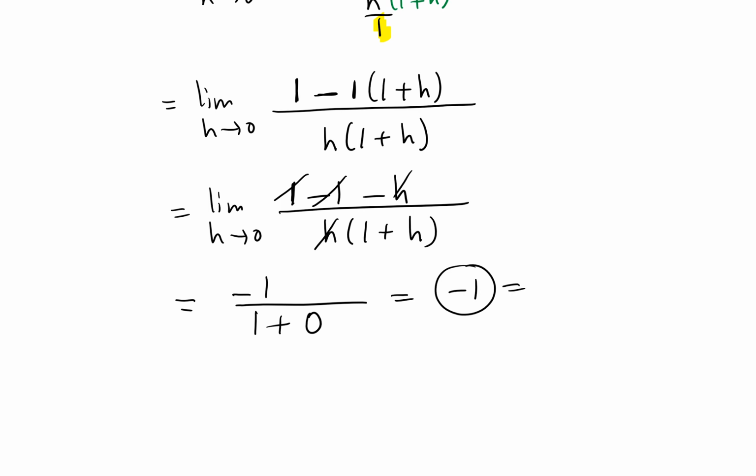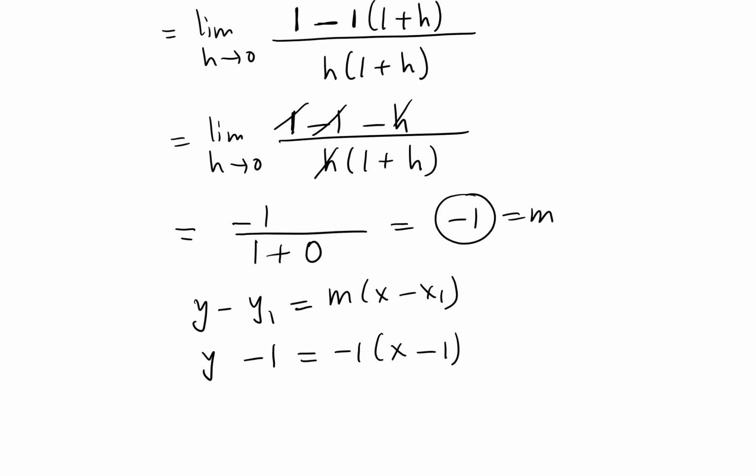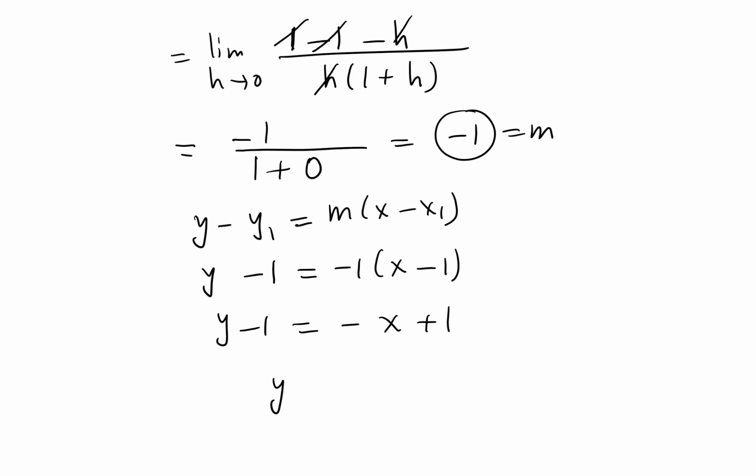We have the slope and we have the point (1, 1). So from the formula, y minus y1 equals m times x minus x1, this is 1, the slope is negative 1, and this is 1. Keep this the same, multiply the negative in, then add 1 to both sides.